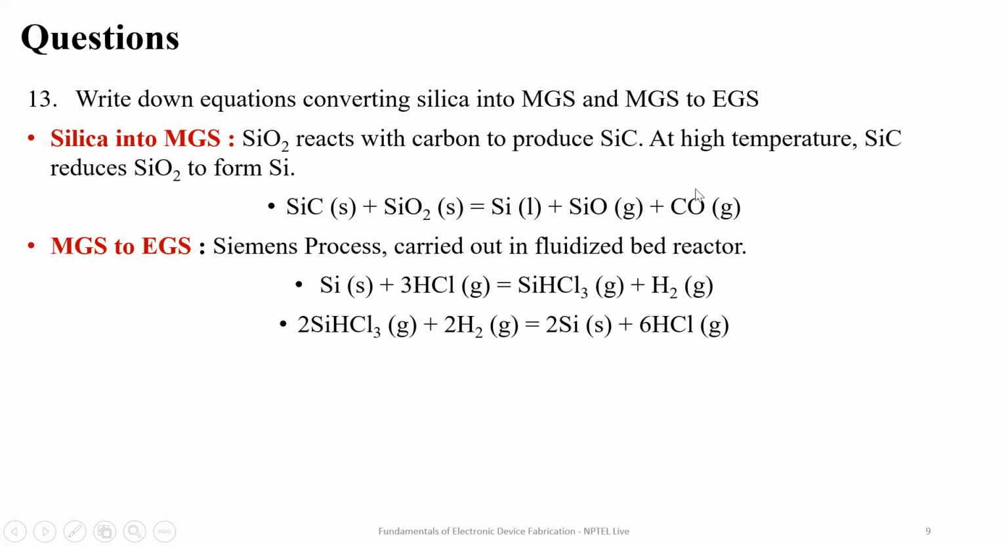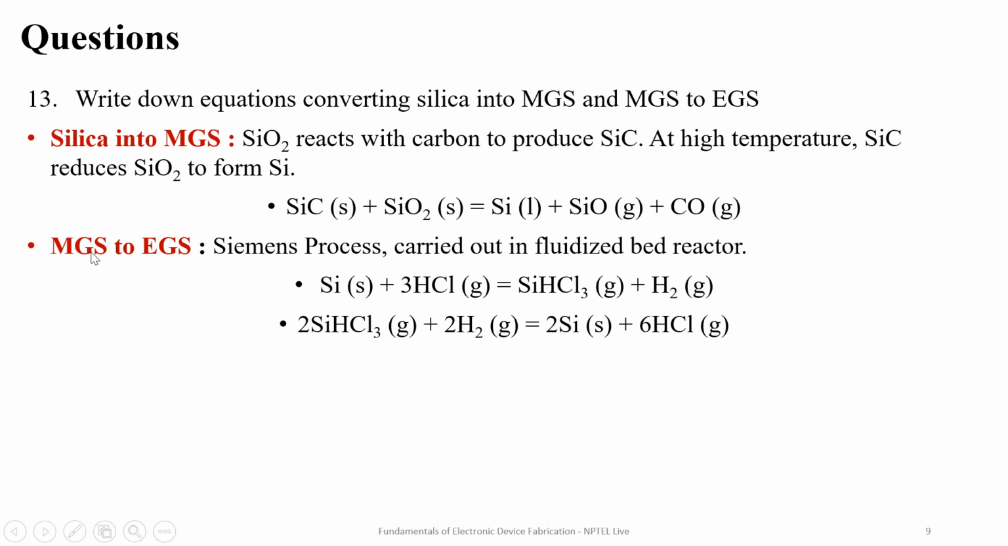This takes place inside a furnace. The reaction is: silicon carbide in solid form reacts with SiO2 in solid form, that is sand, to give silicon, that is molten silicon, and carbon monoxide in gaseous form. So this is the submerged arc electrode process, and it is the first step in converting silica into MGS.